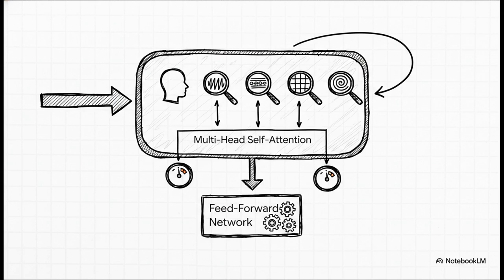Think of it like having several different conversations at once. Maybe one head focuses on textures, another on shapes, another on colors. The results of that are then passed through a standard neural network, and you have some other bits and pieces like residual connections and normalization to help keep the whole training process stable.